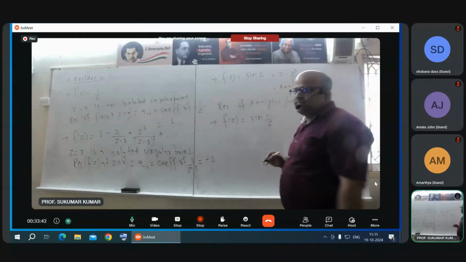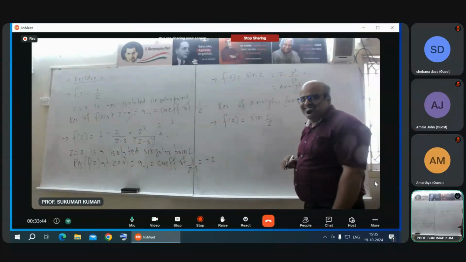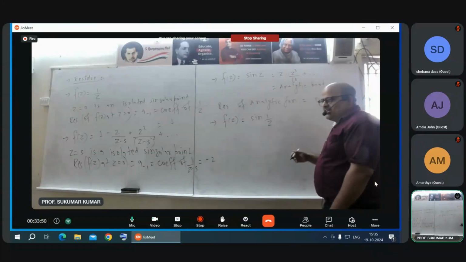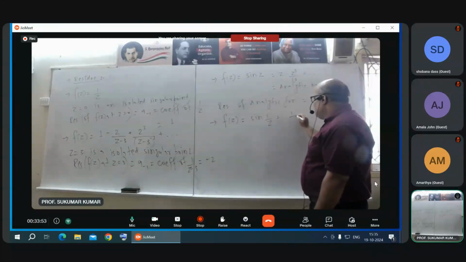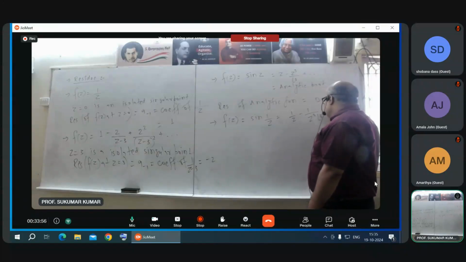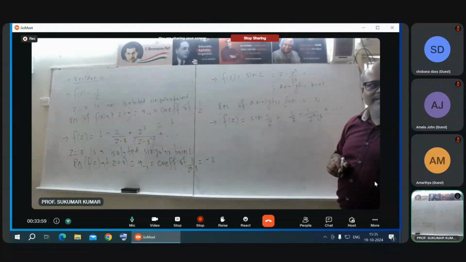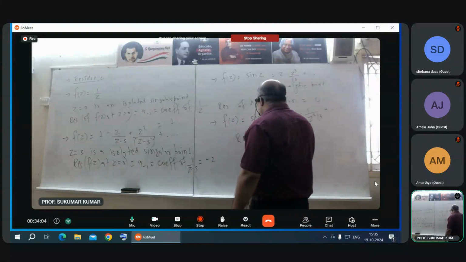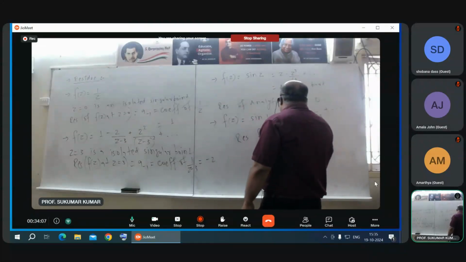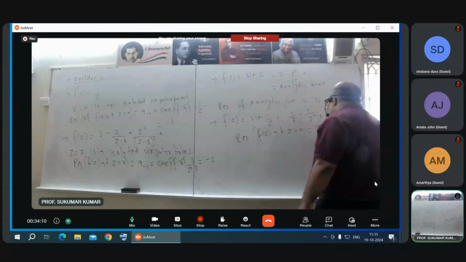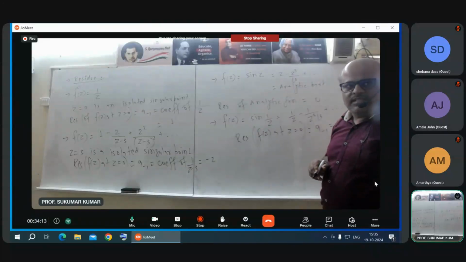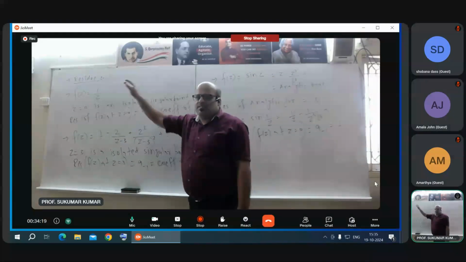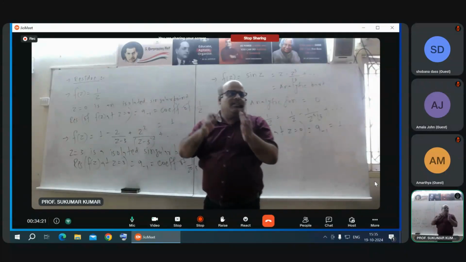Sin 1 by z. Using the binomial expansion: x minus x cube by factorial 3, like that. What is the coefficient of 1 by z? So the residue is 1. So the residue of f(z) at z equal to 0 is 1. Understood? For any function, if you feel the binomial expansion is easy, just put the expansion, finite or infinite, and take the coefficient of 1 by (z minus a).